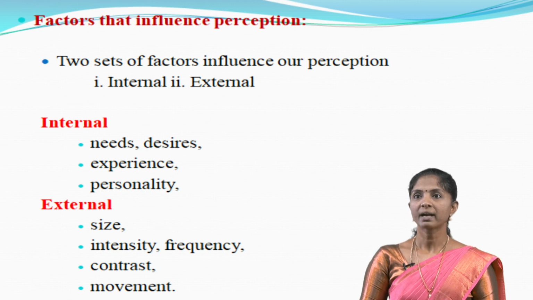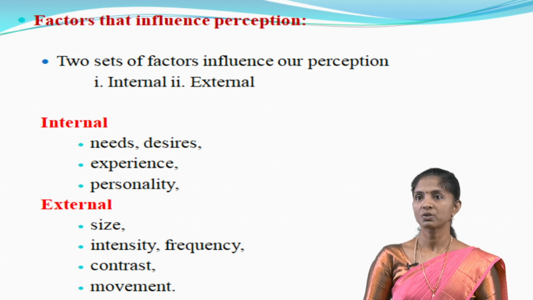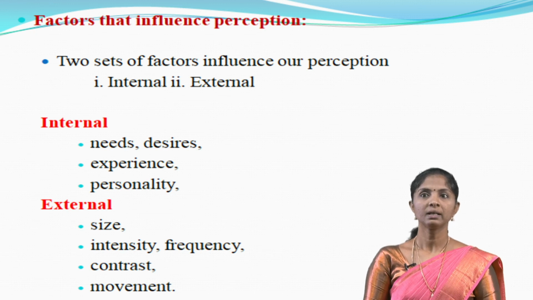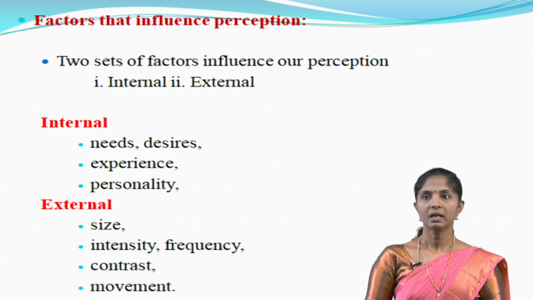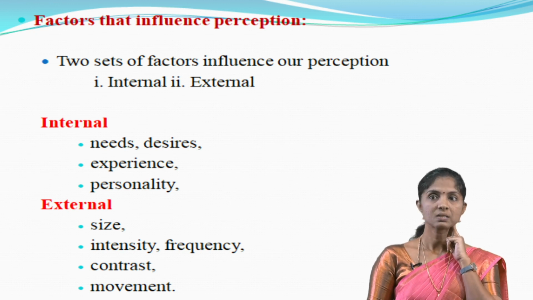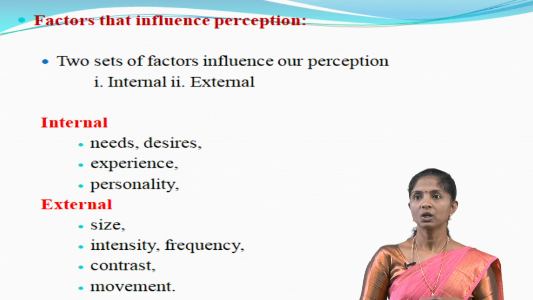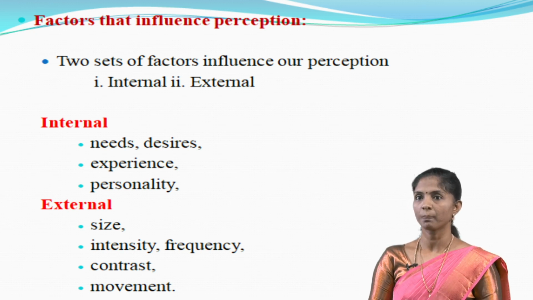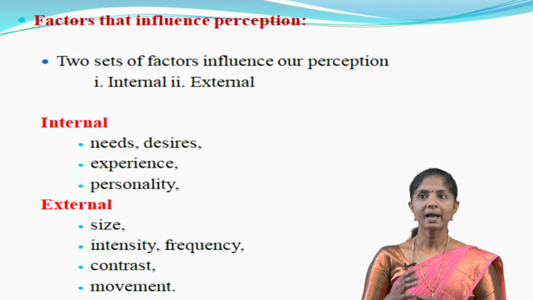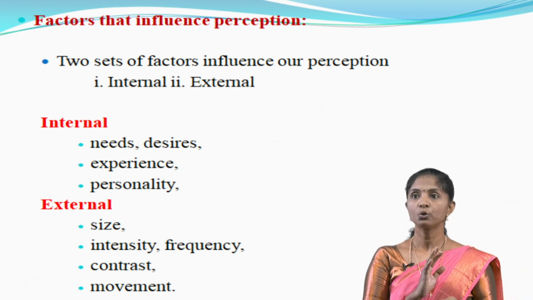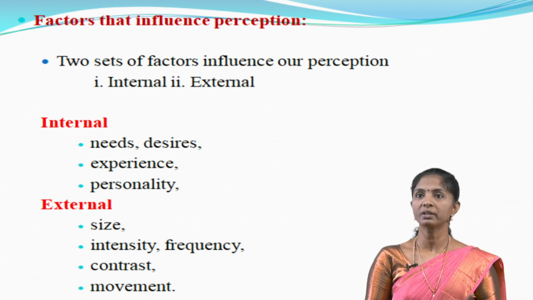So what are the factors that influence perception? Two sets of factors influence our perception: one is internal factors, another is external factors. Internal factors are needs, desire, experience, personality. What is meant by needs and desire? There is a huge hoarding with the picture of a car by the roadside. If you are planning to buy a car, you will stop and examine the picture carefully. If you don't want to buy a car, you ignore the hoarding. So it is your perception.